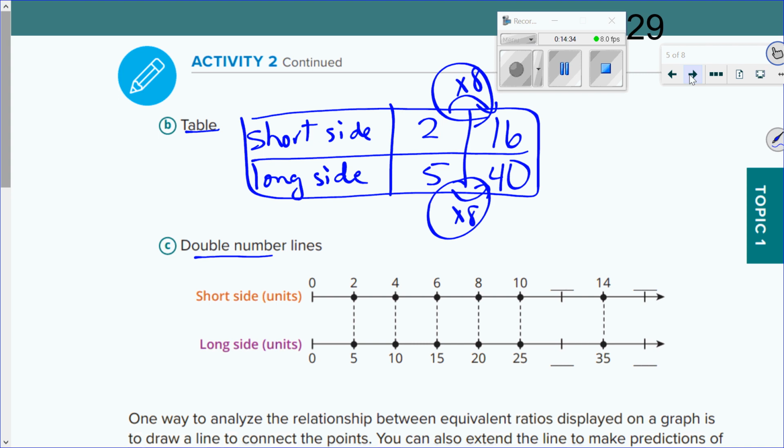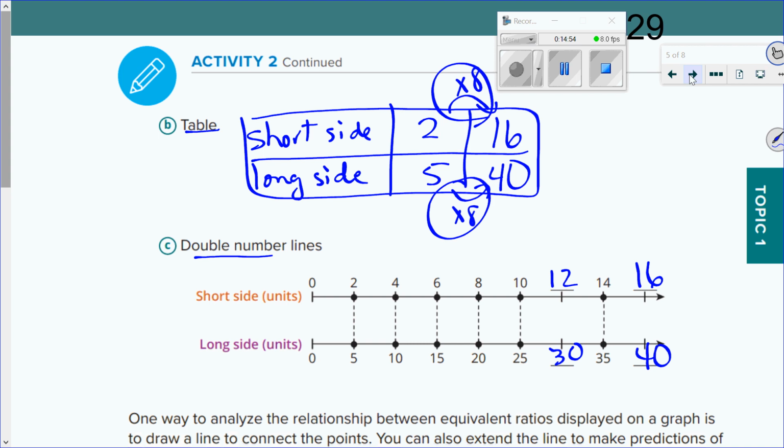My double number line. I will say this one is actually really cool as long as they've already done all the work for you. Because then all I got to do is add in the numbers that are missing, right? I'm missing 12 and 16. I'm missing 30 and 40. So my personal preference is graphing.